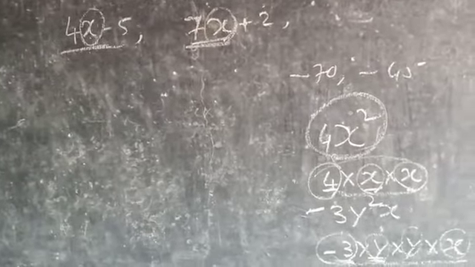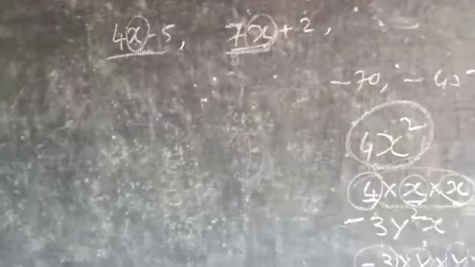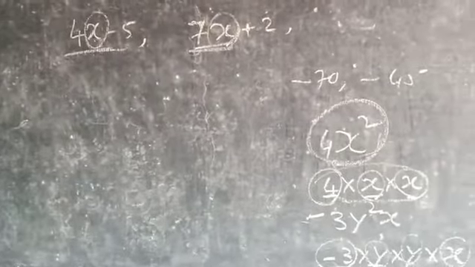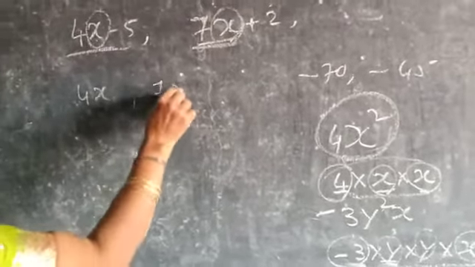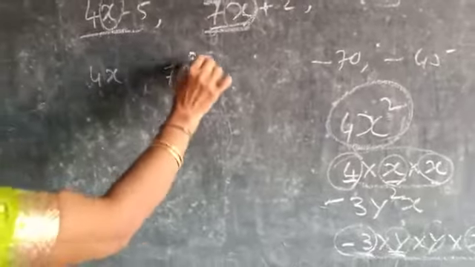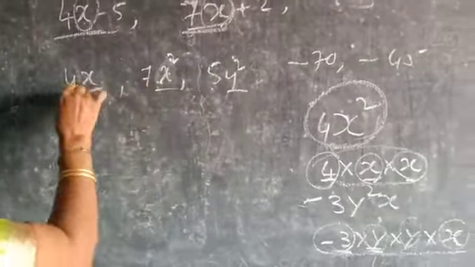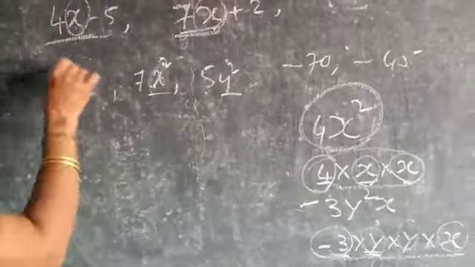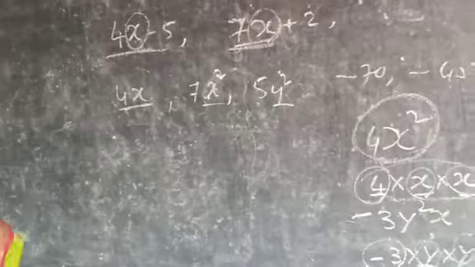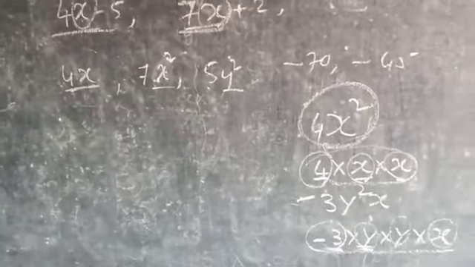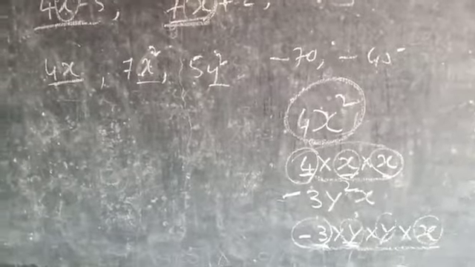If the terms have different algebraic factors, they are called unlike terms. Suppose 4x is given, and there 7x square or 5y square is given. Then these are not the same, so these are called unlike terms. Do you understand? Like terms have the same algebraic factors, and unlike terms have different algebraic factors.